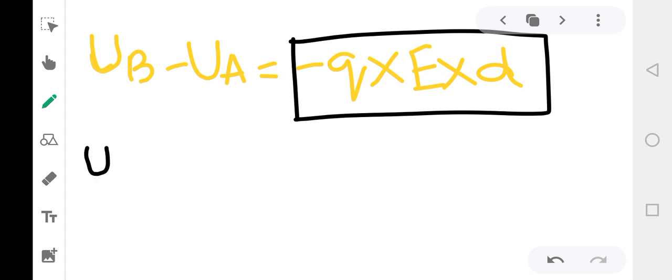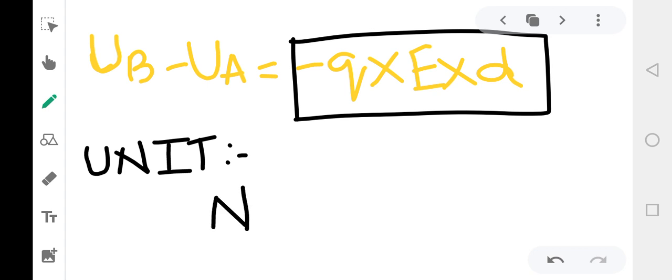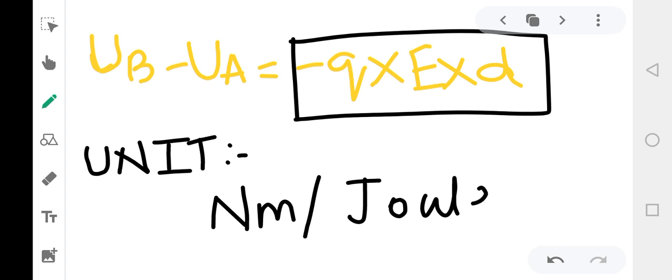Moving forward, what will be the unit of it? Easy answer: because we know that it is energy, and the unit of energy is newton meter or joule. Whether it is a difference or not, it is energy. Whether it is in the electric field or the gravitational field, its unit is the same, and it is joule.